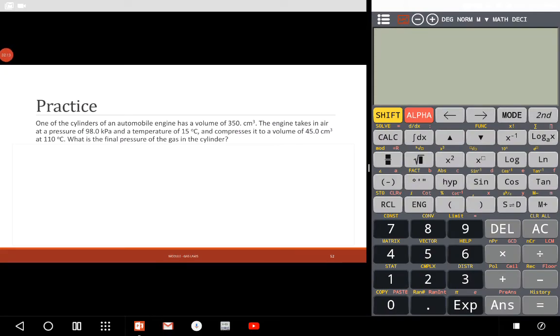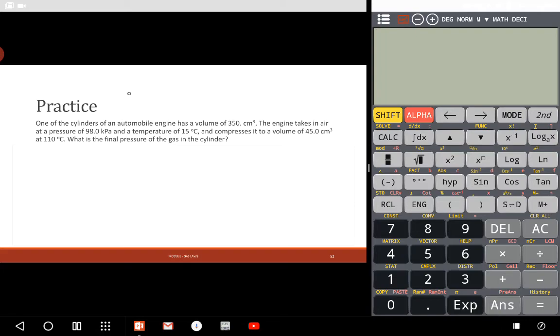Last practice problem, I swear. This one reads, one of the cylinders of an automobile engine has a volume of 350 cubic centimeters. The engine takes in air at a pressure of 98.0 kilopascals and a temperature of 15 degrees Celsius and compresses it to a volume of 45.0 centimeters cubed and 110 degrees Celsius. What is the final pressure of the gas in the cylinder? Go ahead and pause the video and try to work this out on your own. Unpause the video when you are ready to check your work.